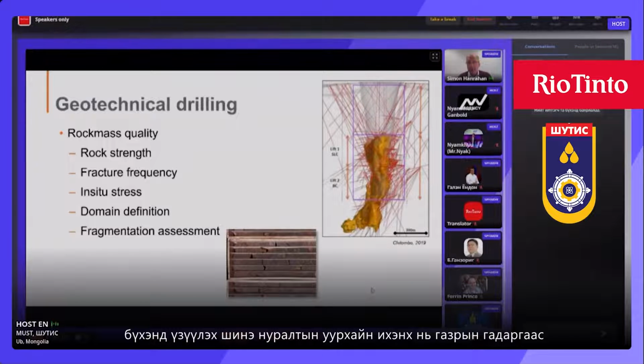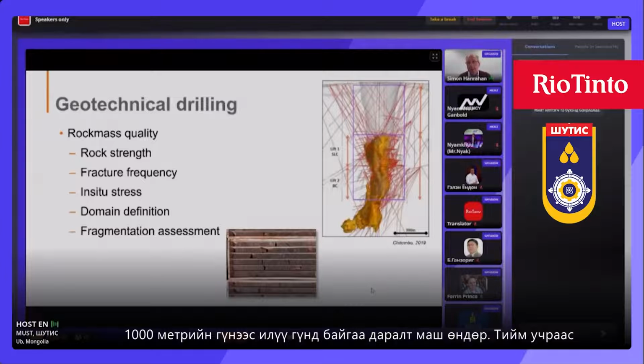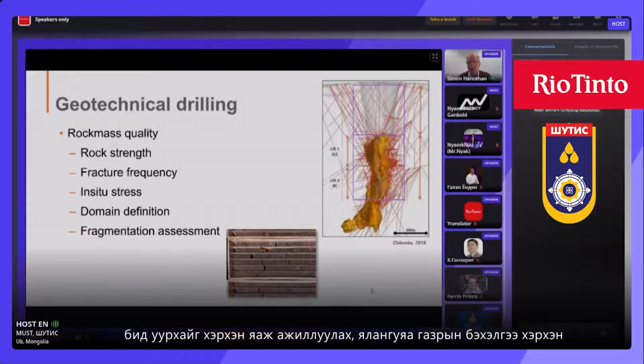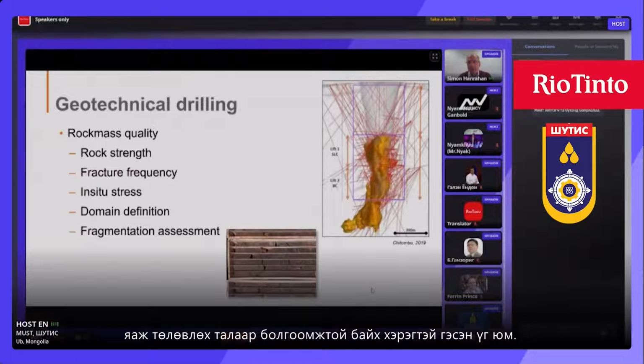Stress is a big one. Mines are getting deeper these days. Most of the new caves, which I'll share with you a bit later on, are in excess of 1,000 meters below surface. And with that, the stresses can get quite high, and that means that we need to be careful how we operate the mine, and also how we design it with ground support in particular.